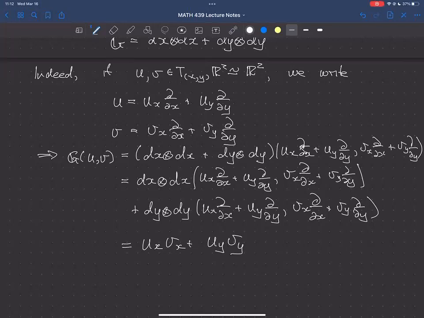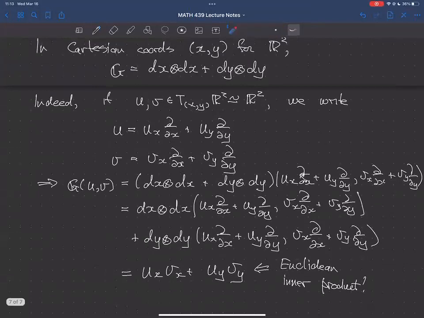And this is just the Euclidean inner product of u and v. So that whole big long computation is like the dot product of u and v. The whole long computation was just to verify that this is indeed the Euclidean metric.